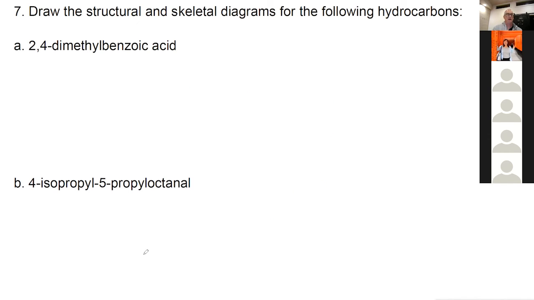All right, let's do the next one. So we have 4-isopropyl-5-propyl octanol. So what's the base? Where do we start?